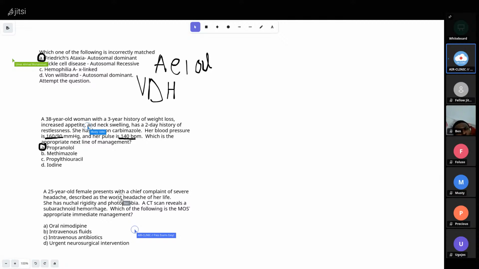We have nimodipine, IV fluids, IV antibiotics, urgent neurosurgical intervention. So first of all, you have to make a diagnosis. What's the diagnosis for this patient?